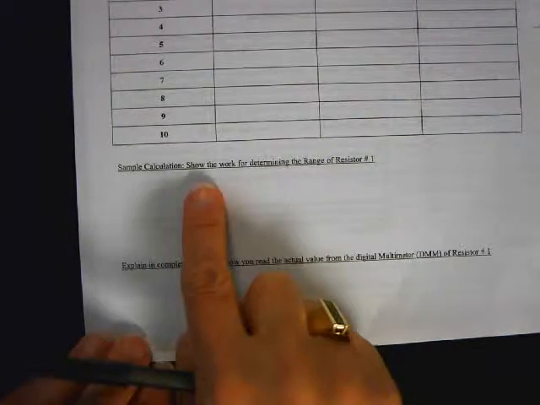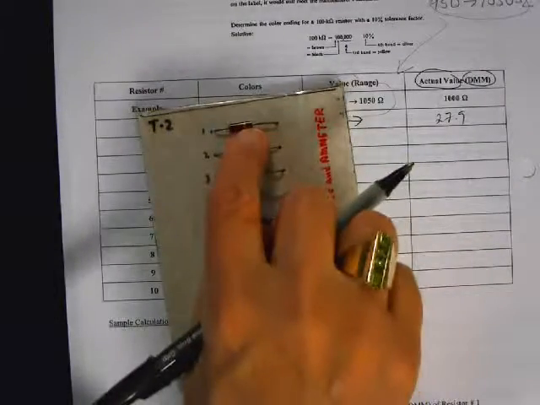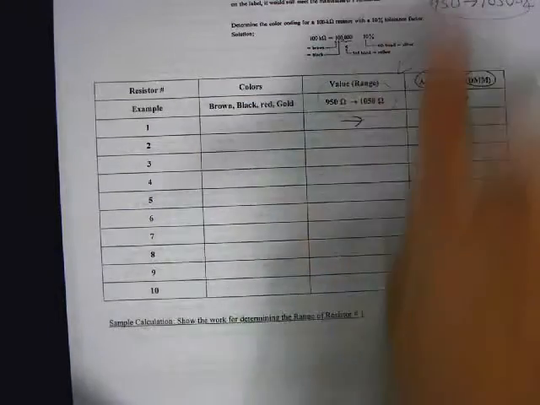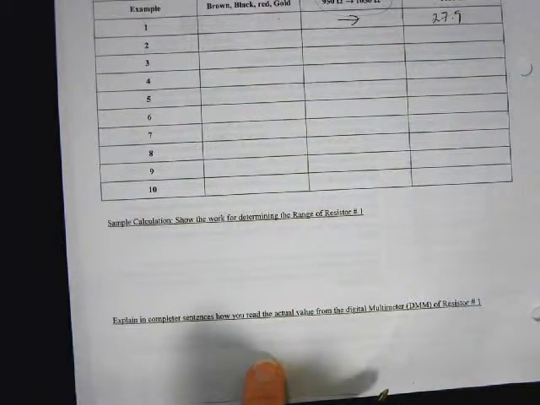Now what you're going to do here is you're going to show the work for determining the range for the first resistor. So you see what I did here? Whatever your first resistor is on your card, you're going to show the same work that I showed there. And then explain how you read the actual value, which we did that before, but you'll do that again. All right? And that's it.